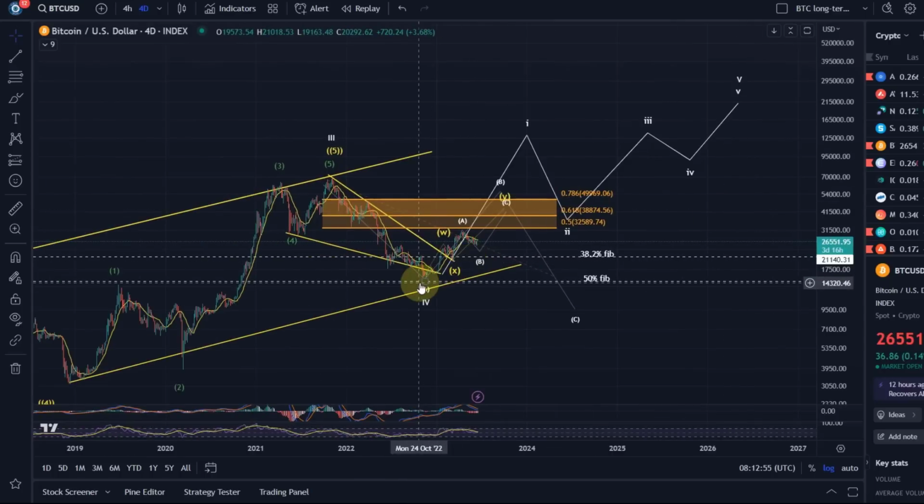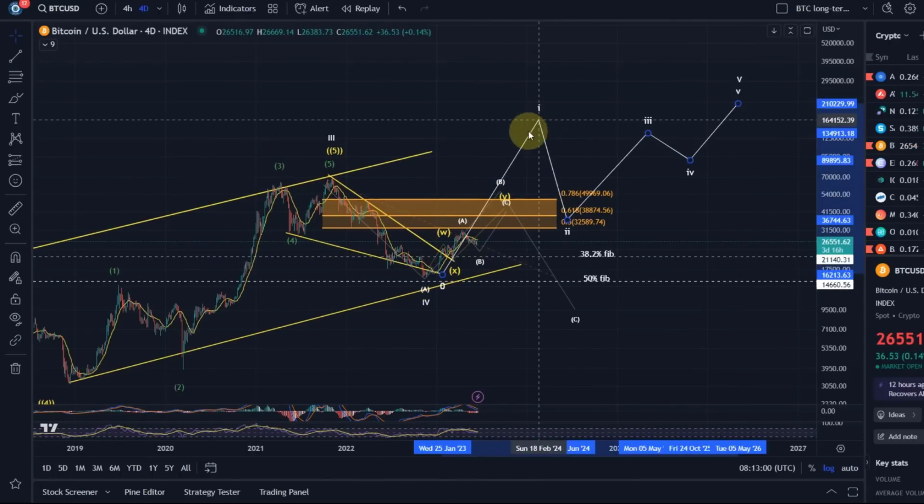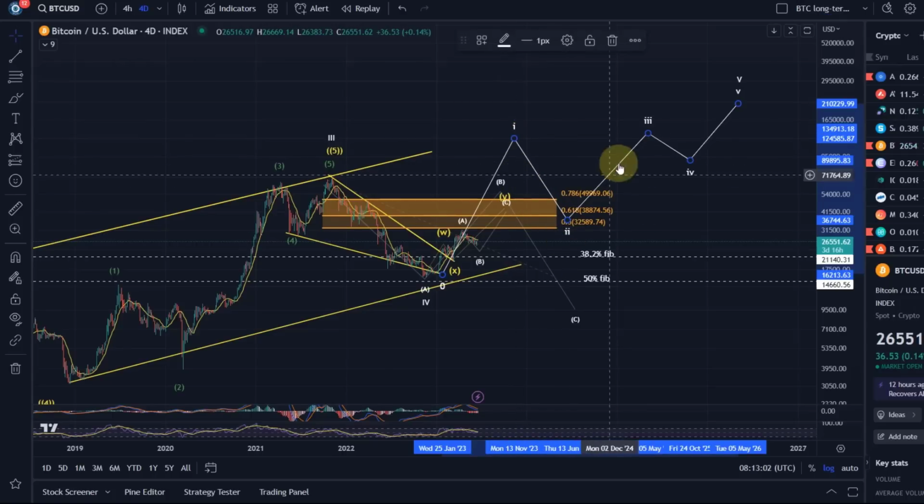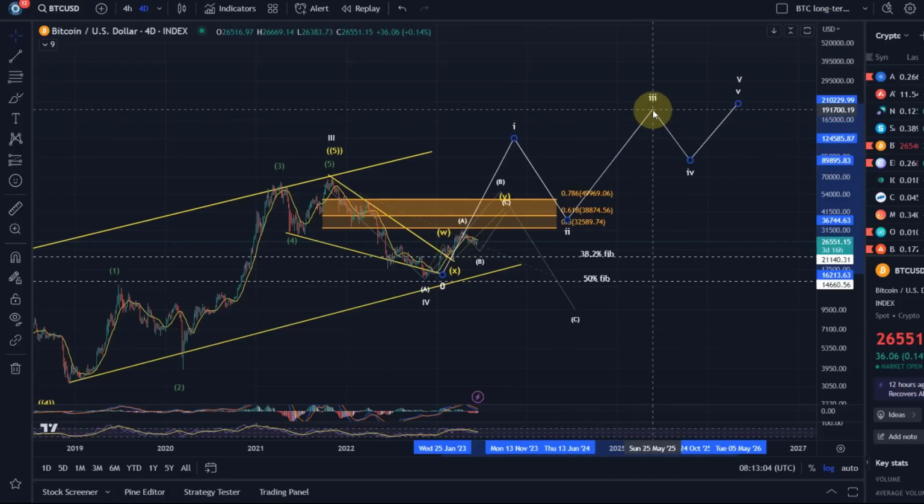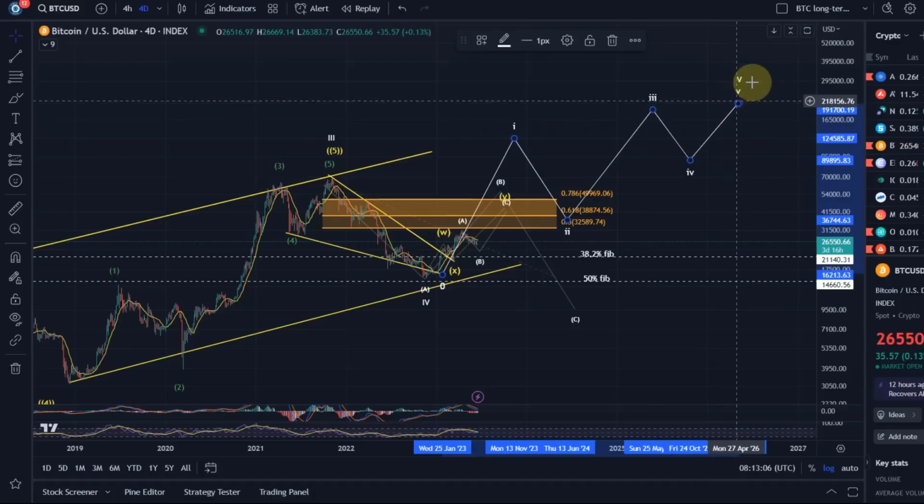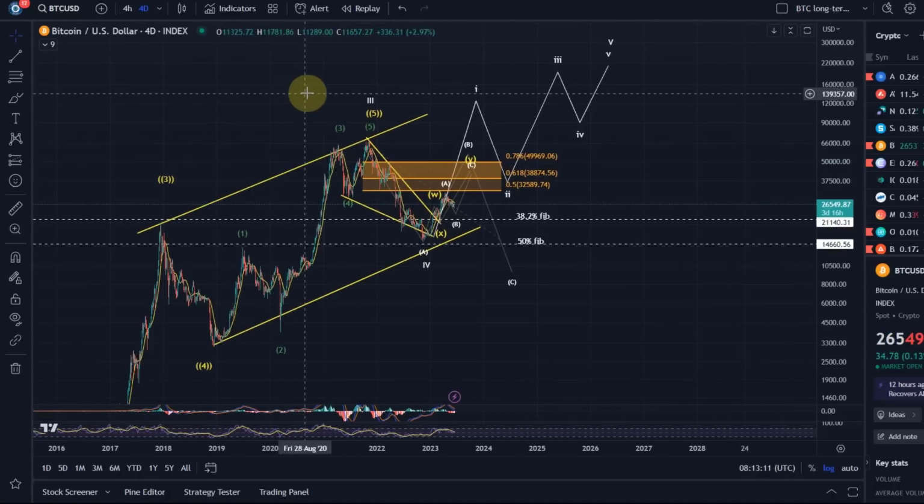We need to get a better understanding of the subwave structure. I'm currently leaning towards the idea that it will be this wave 1 that takes us to a new all-time high. Then we get a wave 2, then a wave 3, then a wave 4, then a wave 5, and only then is the cycle over. That will take years, but we'll see. I'll keep you updated about that.